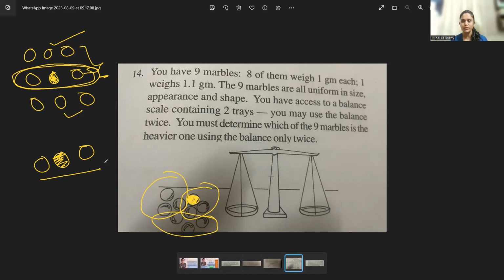So what you will do here is, if you weigh these 2 against each other, you'll know that whichever is heavy will go down and that marble is heavy. Or if you weigh these 2 together, they'll be equal. You know that the third one, which is on the table, which is left over, is going to be the heavy marble. So either way, you'll get to know which is the heavy marble, which is 1.1 gram.